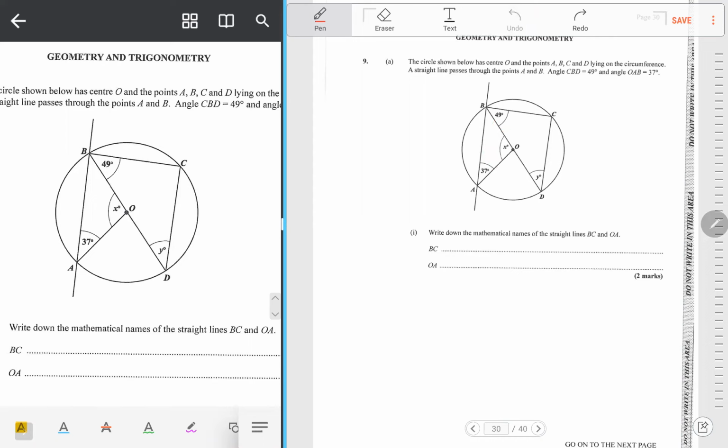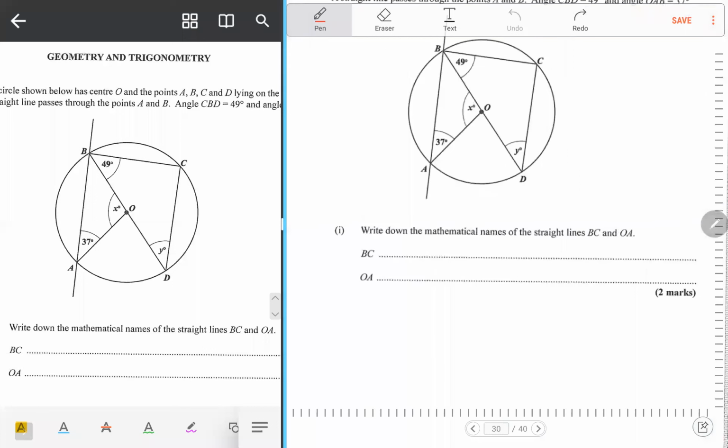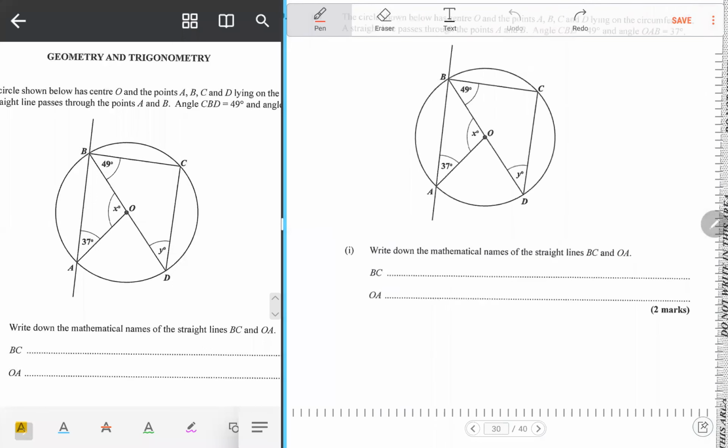All right, so let's see what they want us to say. First thing they want us to do is write down the mathematical name for the straight lines BC and OA. BC is right here. BC is a chord. A line joining 2 points on the circumference is a chord. And then the line OA is this one. Any straight line from the center of the circle to the circumference is a radius. So OA is a radius.